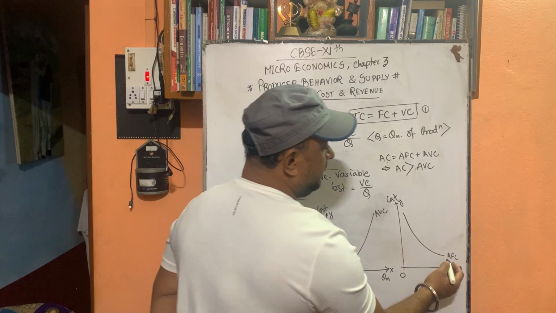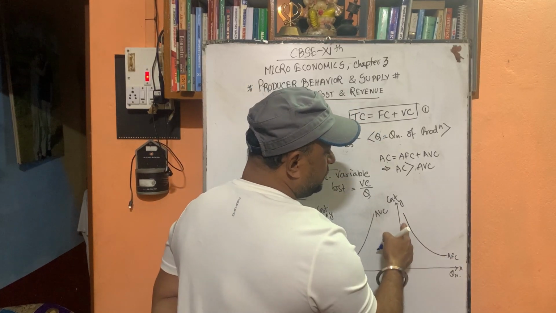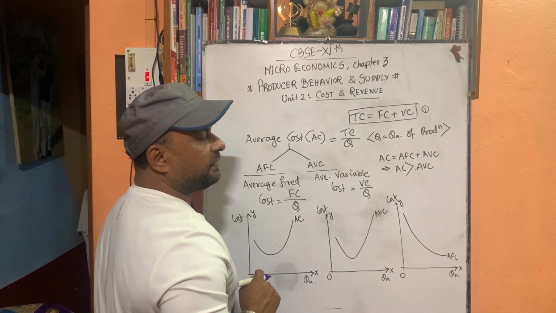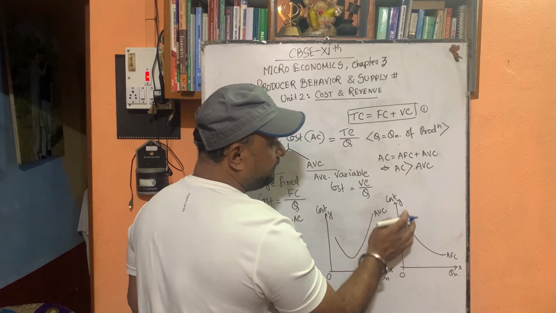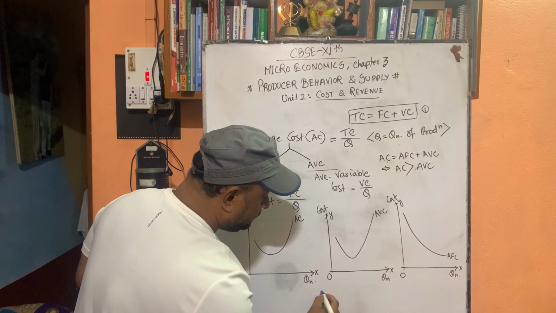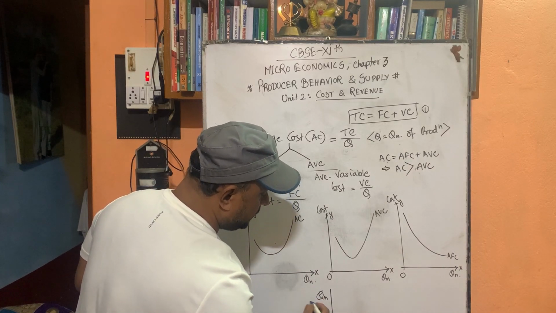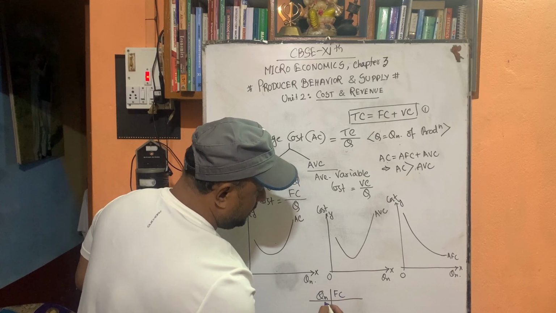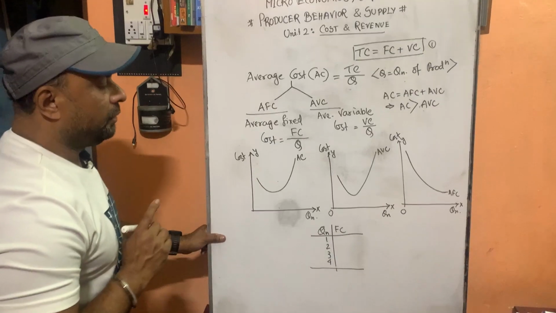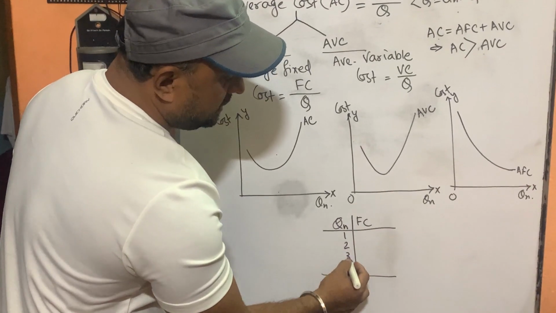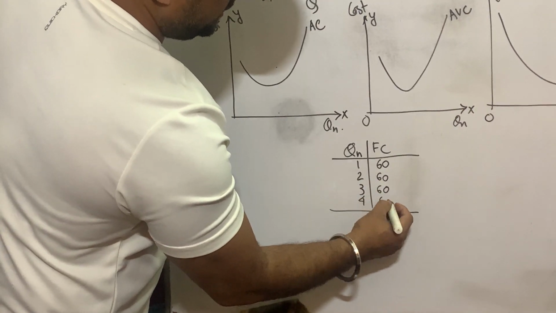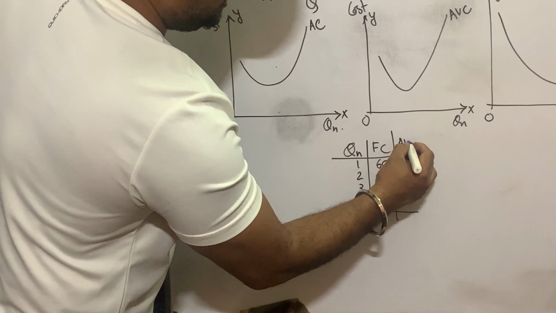Now come to the average fixed cost curve. The average fixed cost curve is negatively or downward sloping. Why downward sloping? Because fixed cost always remains fixed. So when production increases, average fixed cost decreases continuously. For example, suppose this is quantity of production, this is fixed cost: 1, 2, 3, 4. We learned what? Fixed cost always remains fixed. Suppose here fixed cost is 60 everywhere.